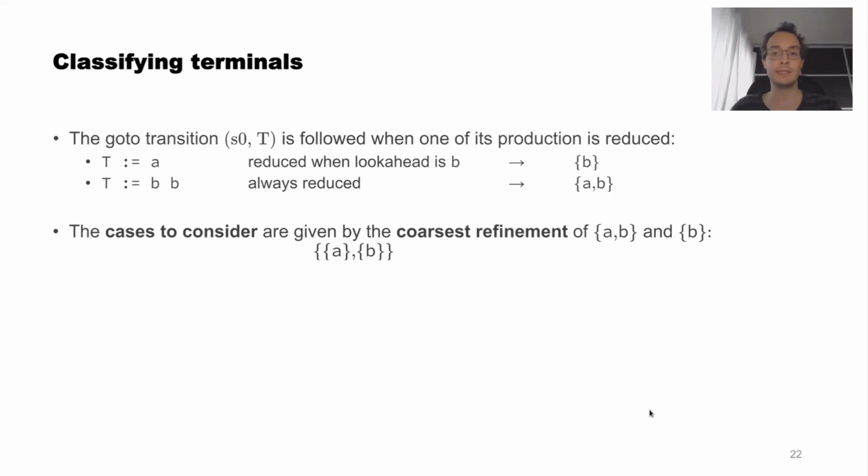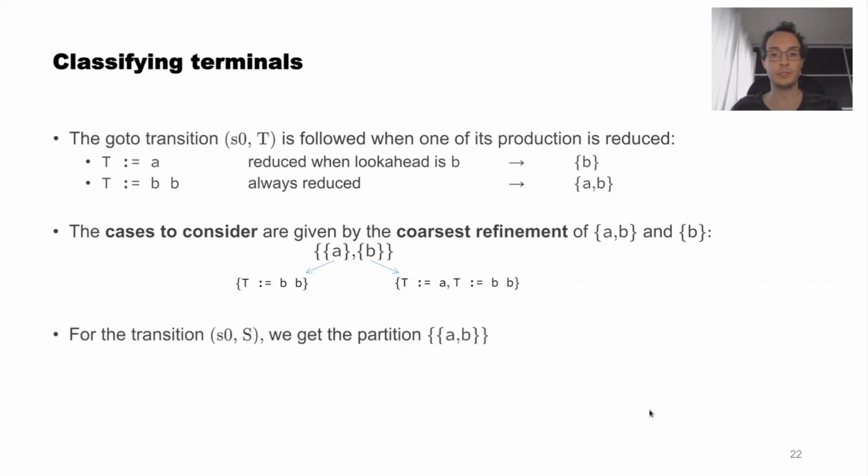The different cases that need to be considered for the transition is the coarsest partition of terminals that refines the sets we found. The classes correspond to the possible reductions that lead to following the transition. For the class containing A, the only reduction is T = BB. For the class containing B, either reduction is possible. Applying the same classification to the transition S0S gives the partition that contains the set AB. Both are in the same set because we don't need to distinguish between them for this transition.